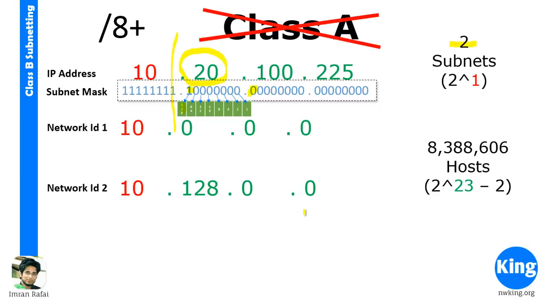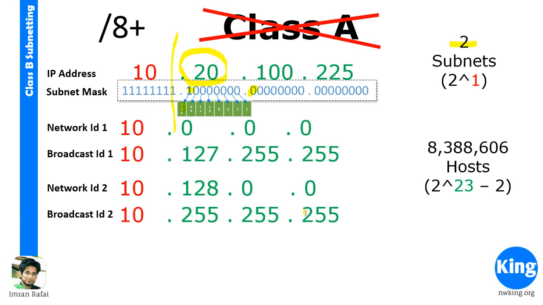128 minus 1, what is it? You guys tell me. Yes, it is 127.255.255. Fantastic. And the last broadcast ID, as we always know, it is 255.255.255. Everything is 255. Fantastic, guys.